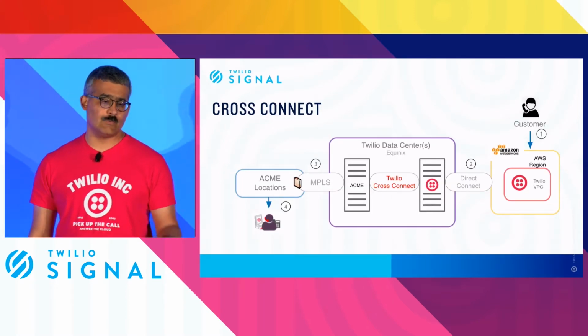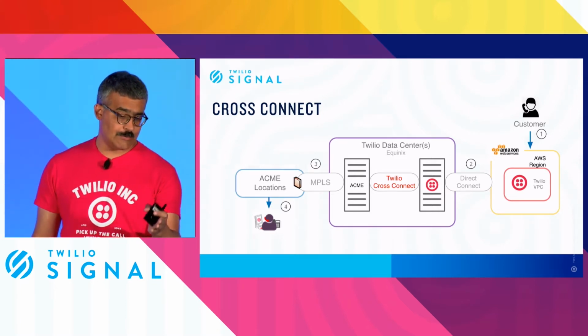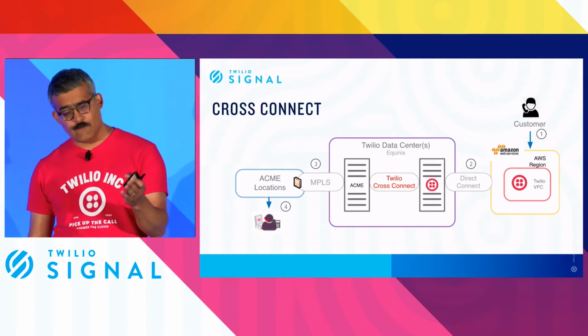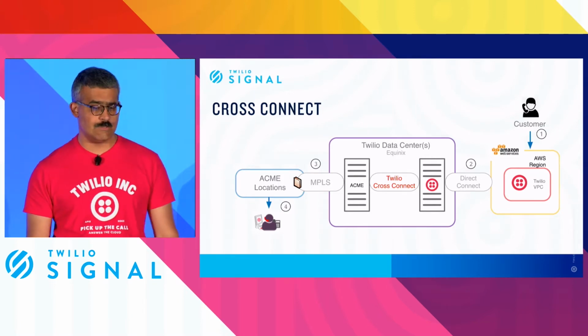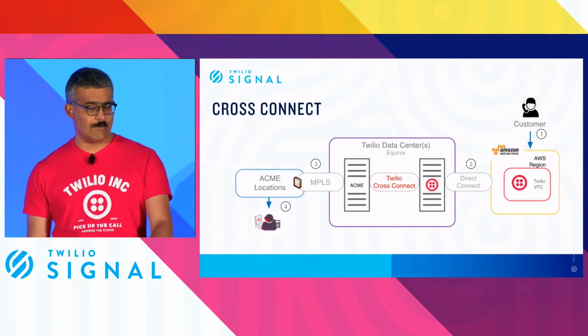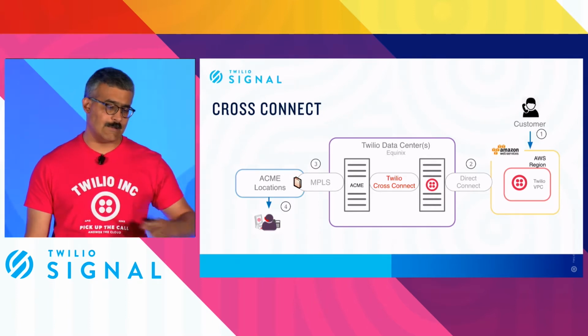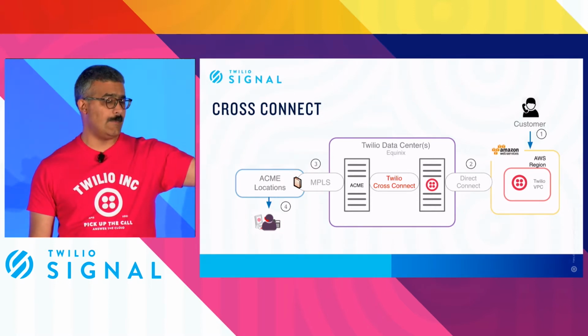Now, a cross-connect, which is a very popular option on the Twilio Interconnect side. Again, you see the customer starts off, they make a phone call, it goes to the AWS region or over to the Twilio VPC, on AWS, over a direct connect from AWS to our equipment, and then a Twilio cross-connect, and then it travels over to your equipment.